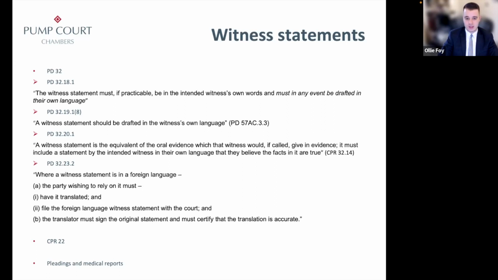So the validity of the whole claim can tumble like a house of cards if these rules aren't complied with. And it is important, obviously, to ensure that the client is understood and given appropriate instructions throughout the claim, and not just for the witness statement.